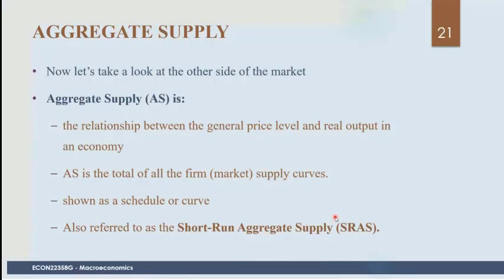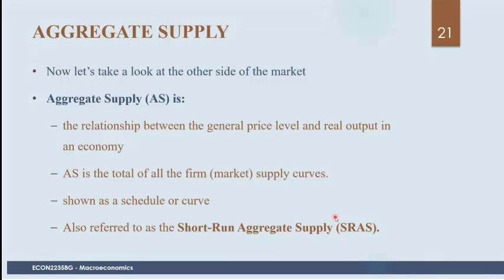And so what's this relationship? Is it positive or negative? Well, it's going to be positive, and the aggregate supply is the total of all the firm market supply curves. It's shown as a schedule of curves. So we're also referring to this as the short run aggregate supply curve.